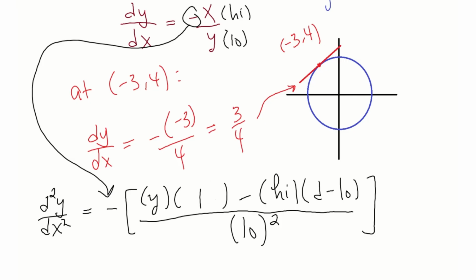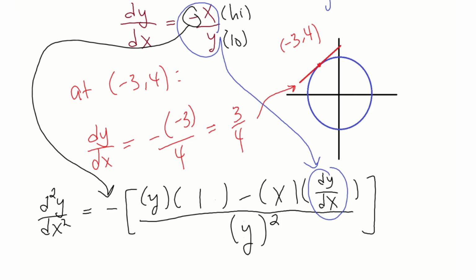Its derivative is 1. Minus the higher function times the derivative of the lower function. The derivative of y with respect to x is dy by dx. All that goes over the lower function squared. At this point, you want to recognize that we know what dy dx is. We solved for that earlier. So let's substitute that in for where we see dy dx.